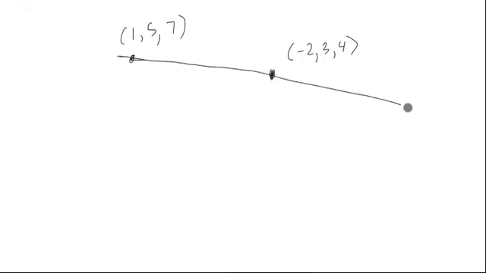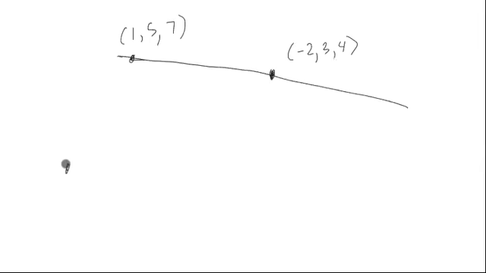Let's take a look at finding the equation in 3 dimensions, the vector equation between 2 different points. Suppose this point is (1, 5, 7), and this point is (-2, 3, 4). And we want to find the equation of any line that will pass through these points.